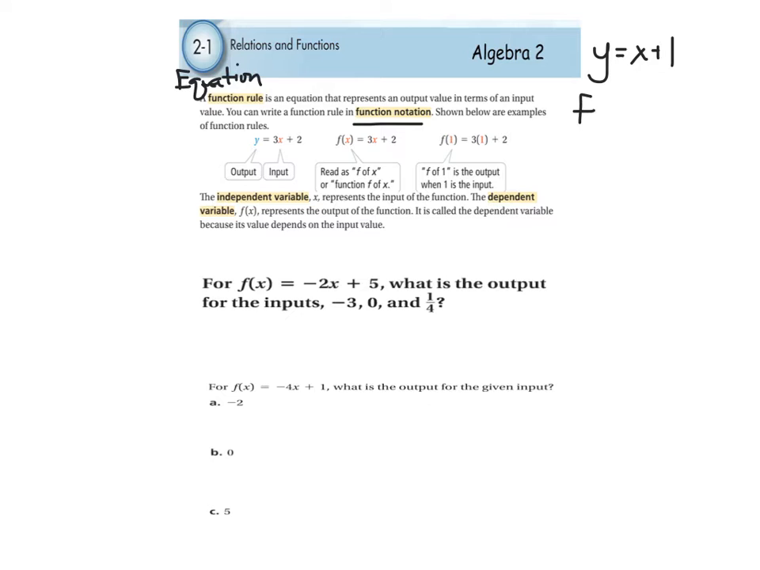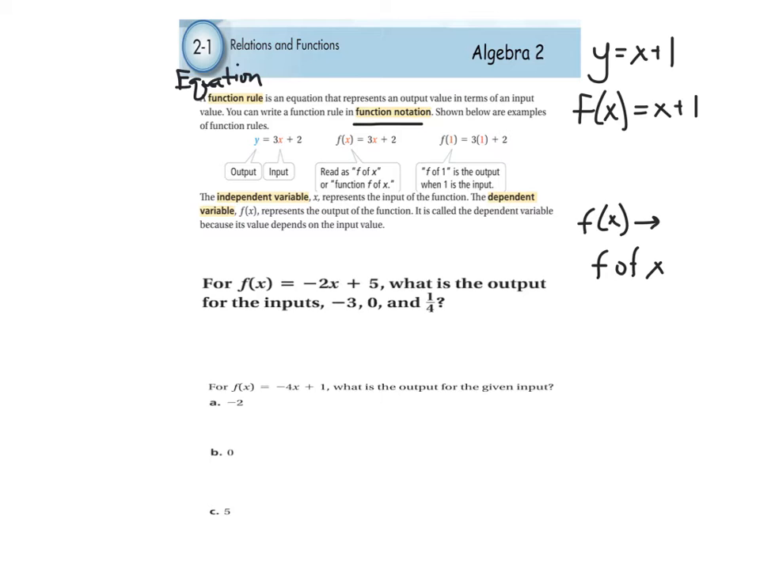Function notation simply replaces the y with what we call f of x. So this guy right here is pronounced f of x. Okay, so I want to know what the function is. Okay, this is the function or equation of this value of x. Okay, so this is how they're going to write an equation in function notation.